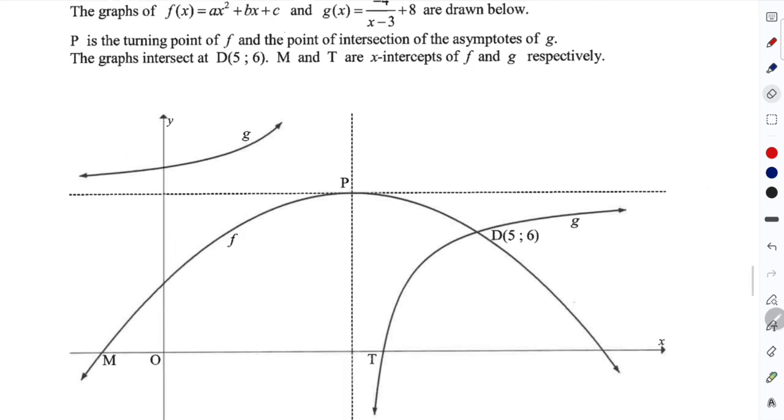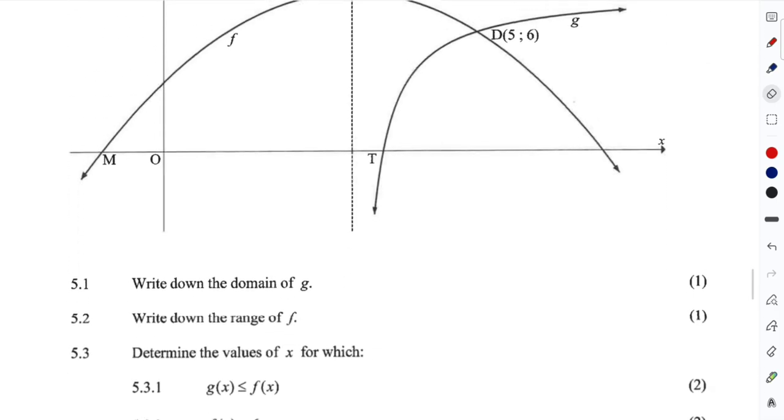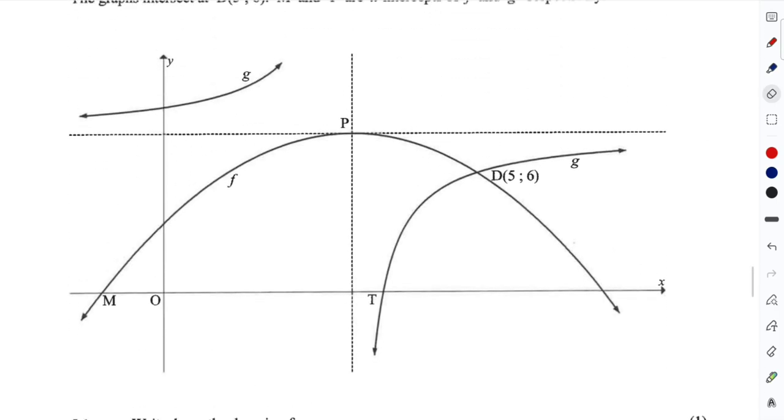Okay, so given those two equations, we are told that P is a turning point of f at the point of intersection of the asymptotes of g. The graphs intersect at D, where D has coordinates (5, 6). M and T are the x-intercepts of f and g respectively. Okay, and then we're asked to write down the domain of g.